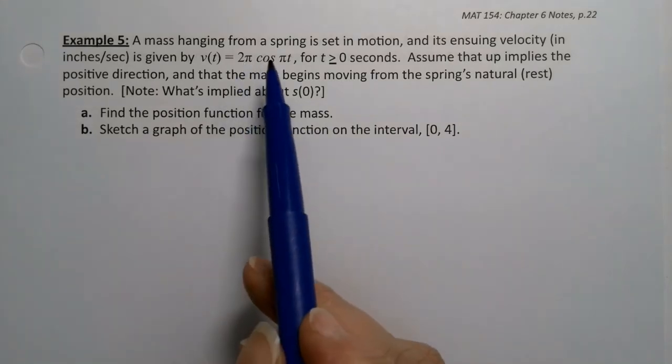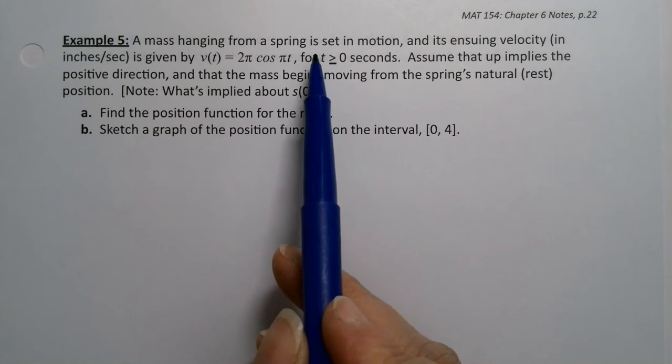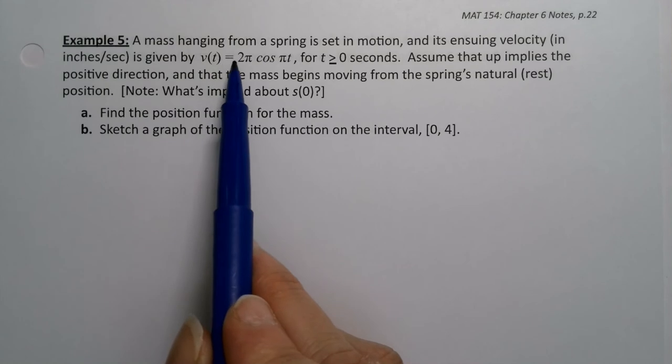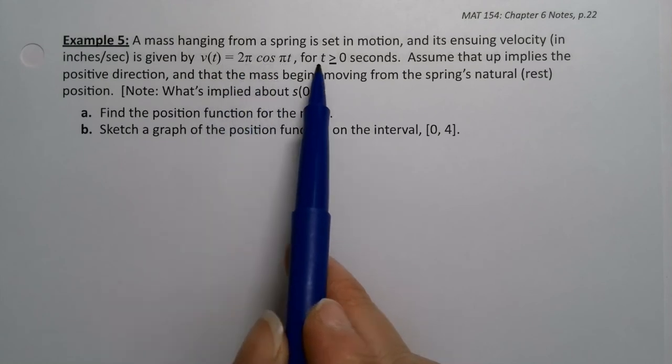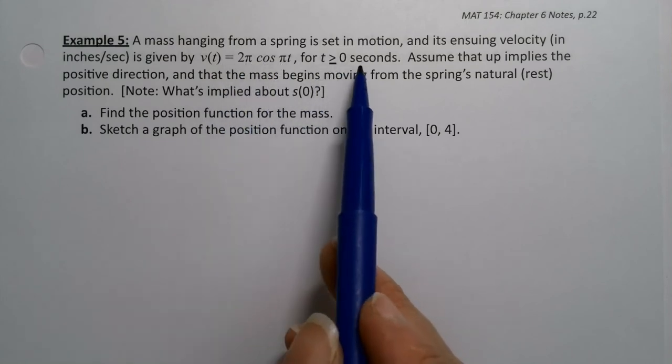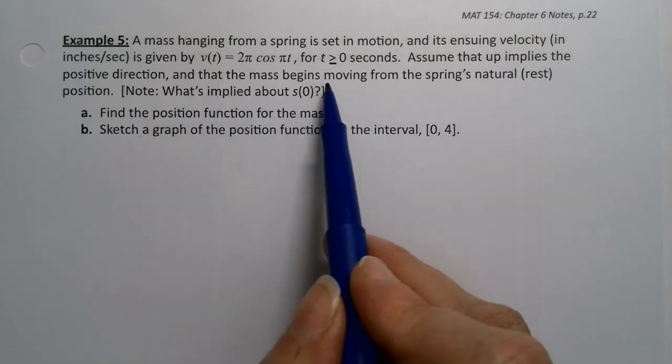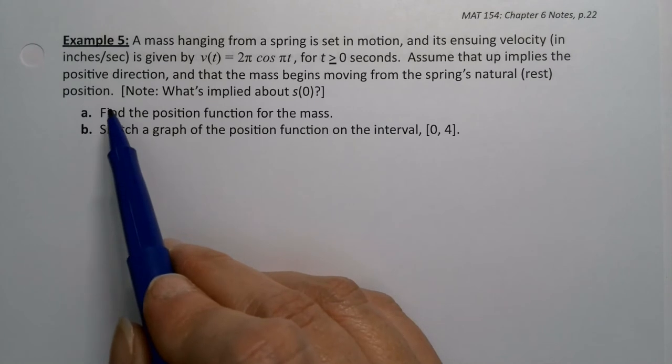A mass is hanging from a spring and it's set in motion, and its ensuing velocity in inches per second is given by v of t equals 2 pi cosine of pi t for t greater than or equal to 0 seconds. Assume that up implies positive and that the mass begins moving from the spring's natural resting position.